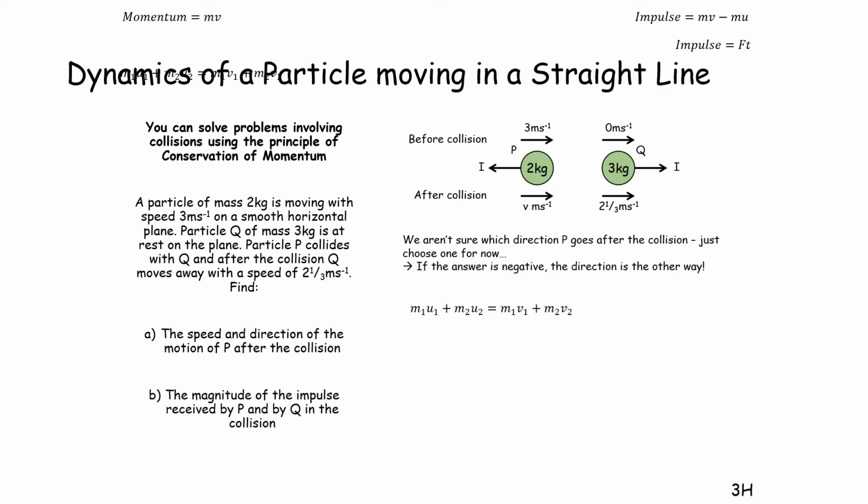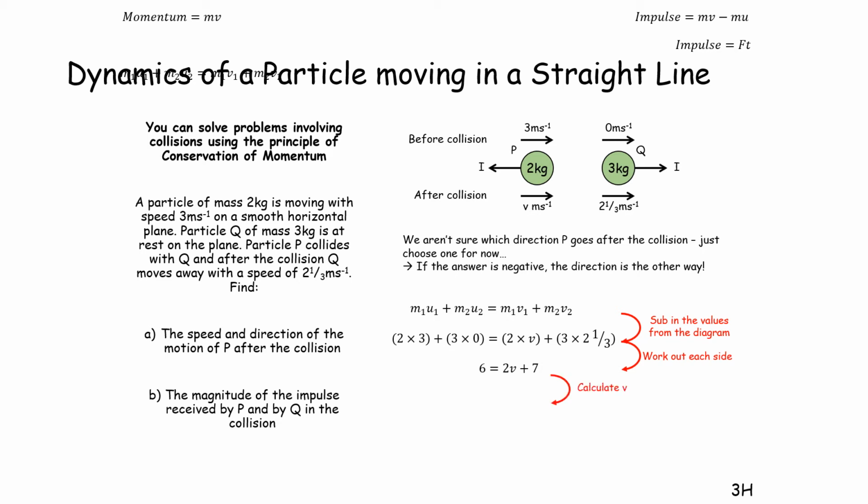Okay, so now we're just going to use this formula. Make sure you be careful with your signs. So 2 times 3 plus 3 times 0 equals 2 times v plus 3 times 2 1/3. So you work this out. Okay, so if we calculate for v, we get minus a half.